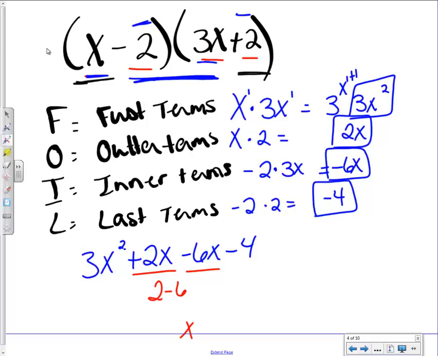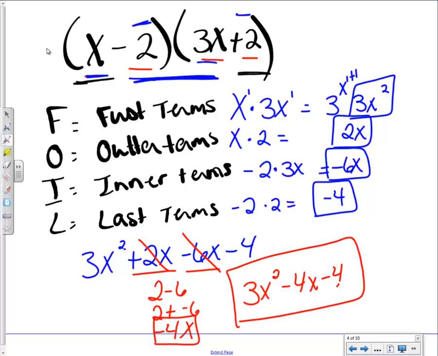2 minus 6, I change it to an addition problem and change the sign of the one that follows. I now see that signs are not the same, so I'm going to subtract and take the sign of the bigger number. So these two combine to give me negative 4x. I don't have anything else that matches, so I bring down everything and put it in descending order, and I end up with 3x squared minus 4x minus 4 as my final answer.